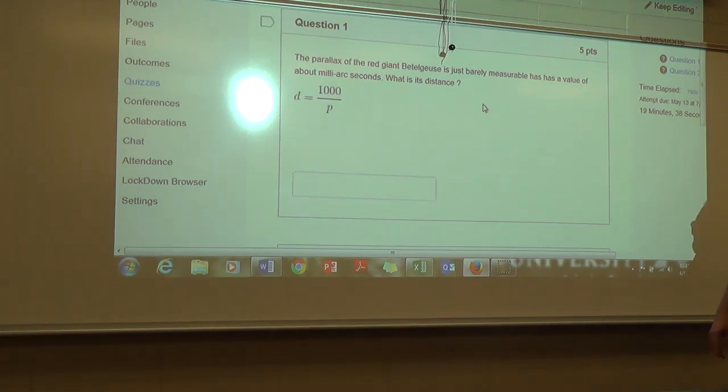And has a value of about... what is up with Canvas?